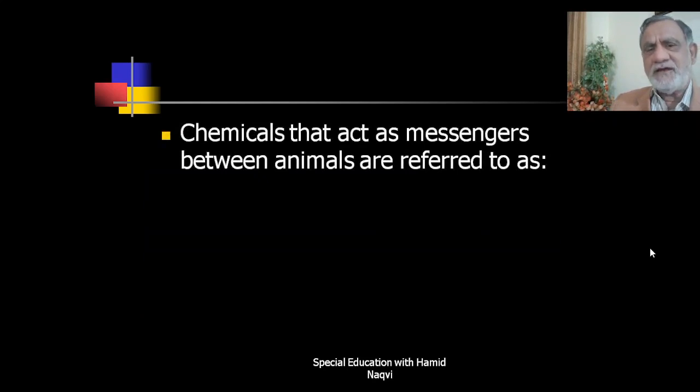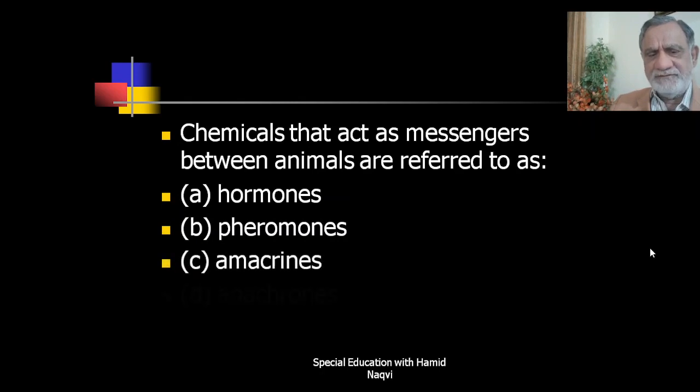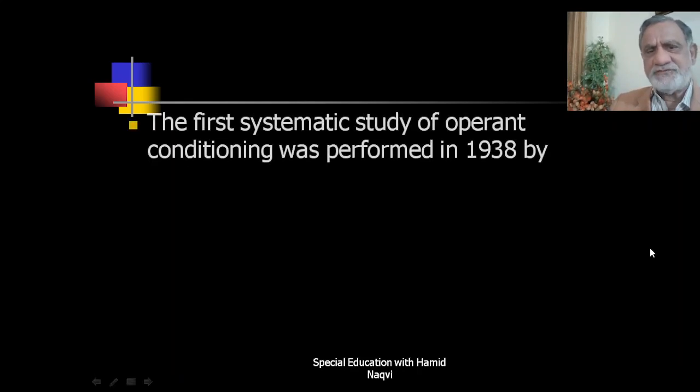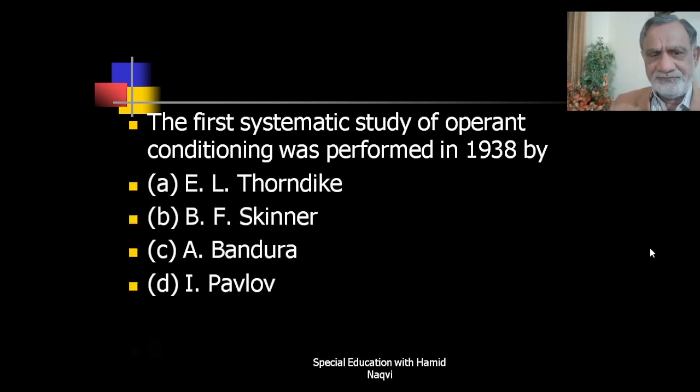Chemicals that act as messengers between animals are referred to as hormones, pheromones, amacrines, or anacrones. Correct answer is B. The first systematic study of operant conditioning was performed in 1938 by whom? Correct answer is Skinner.